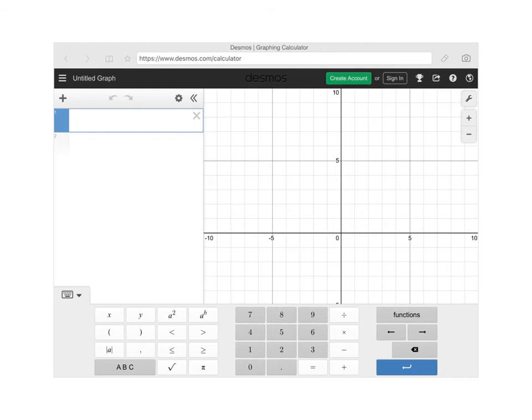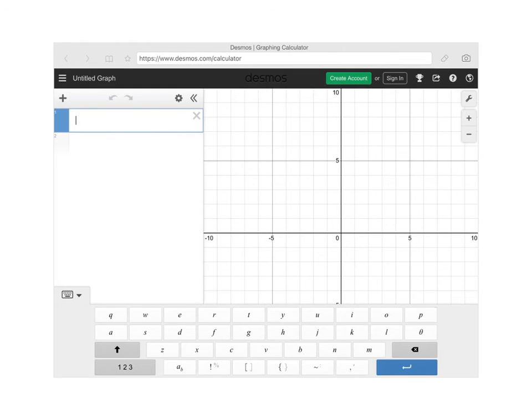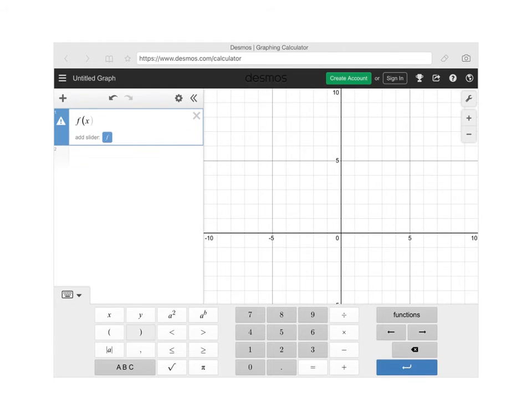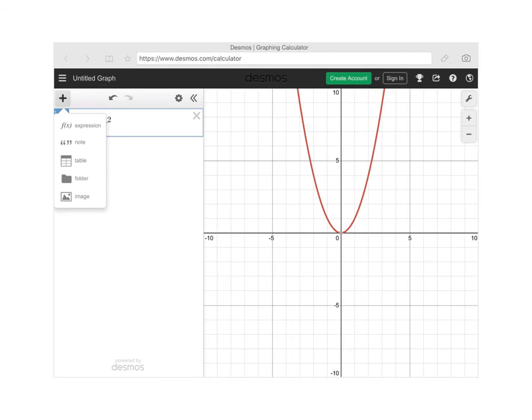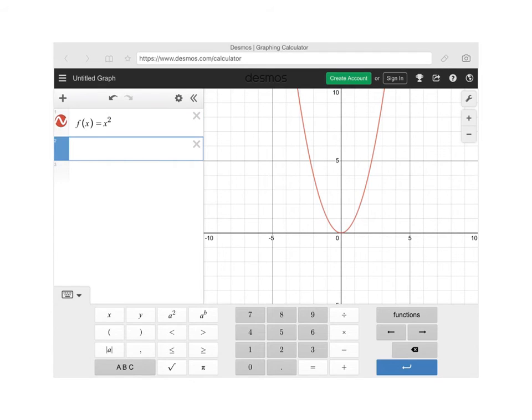And again, I'm going to start with my parent function. I'm typing it in function notation so I can easily do things like multiply it by 2 without going through evaluating the function necessarily. Okay, so there's our nice parabola. I'm going to multiply the entire expression by 2, right? So 2 times f of x. Okay, so that's the blue line.